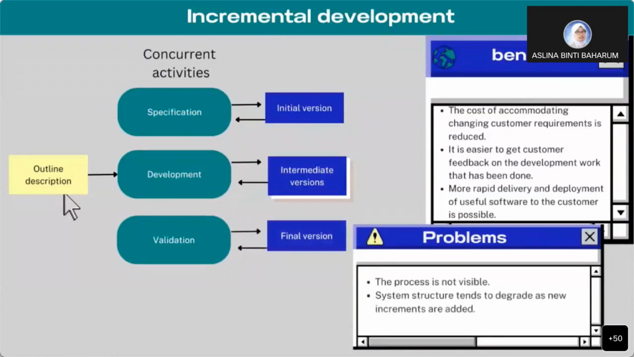As we can see here, these are the benefits of doing incremental development. The first one, the cost of accommodating changing customer requirements is reduced. And also, it is easier to get customer feedback on the development activities done, and more rapid delivery and deployment of useful software to the customer is possible. But we're also going to face some problems here, which are that the process is not visible enough, and also the system structure tends to degrade as new increments are added.